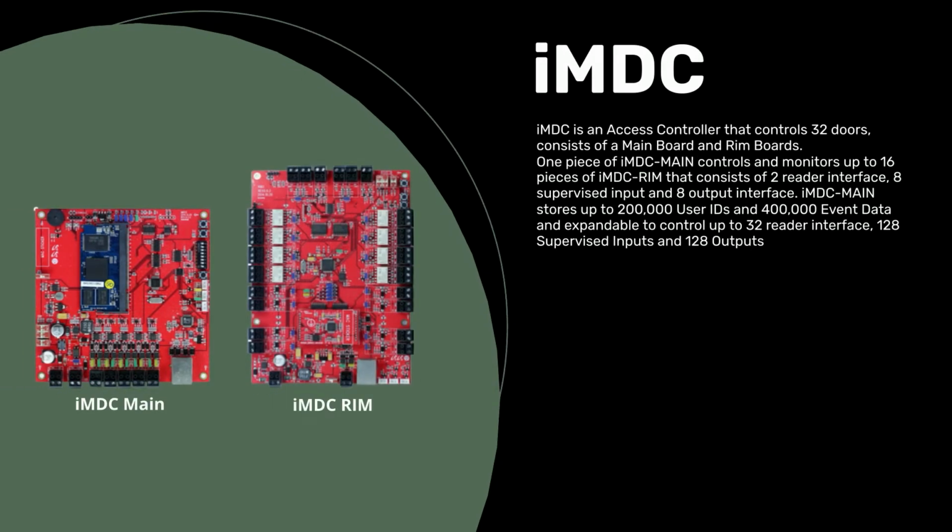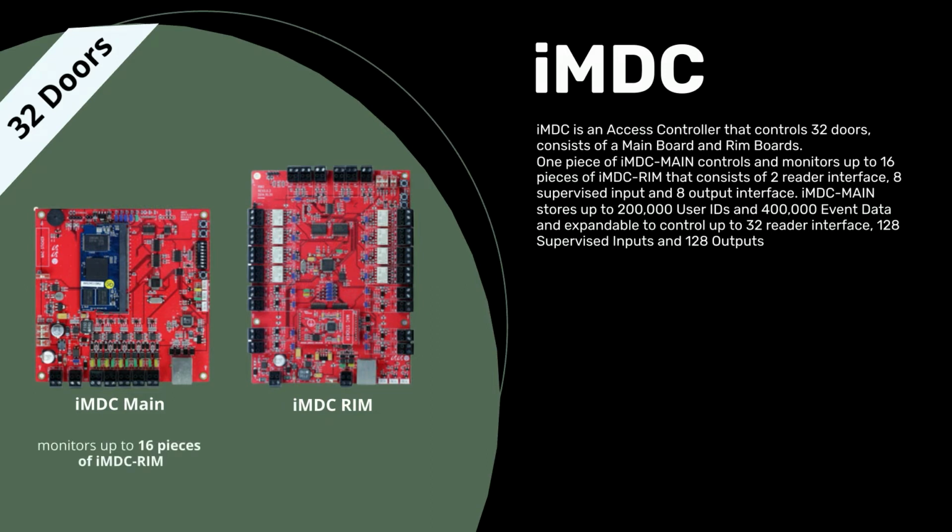iMDC is an access controller that controls 32 doors, consists of a main board and RIM boards. One piece of iMDC-MAIN controls and monitors up to 16 pieces of iMDC-RIM that consists of 2 reader interface, 8 supervised input and 8 output interface.